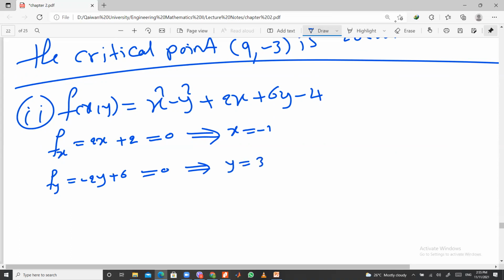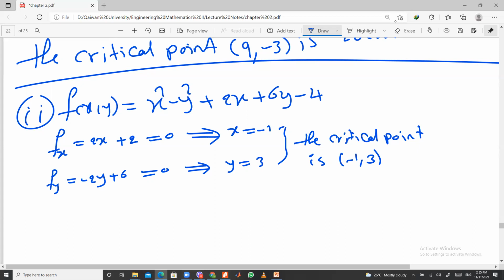From both equations, from f sub x, we get only one variable in the equation. When it's equal to 0, we can find its value. And in f sub y, we also get only one variable in the equation, so we get only one value for y. That means the critical point is (-1, 3). Here you have only one value for x and one value for y, so you have only one critical point.